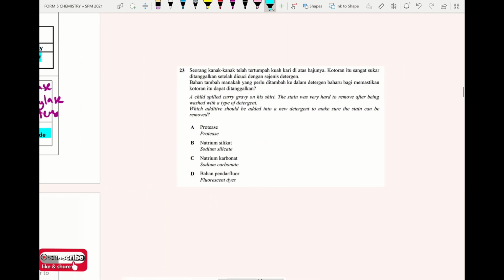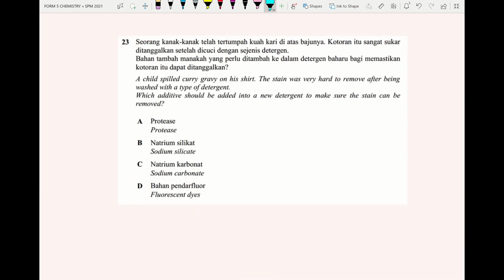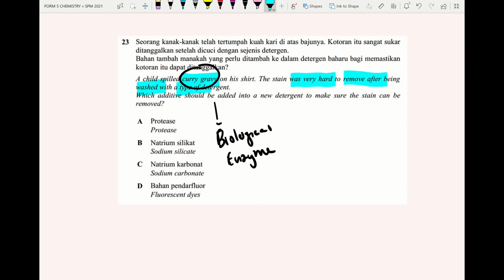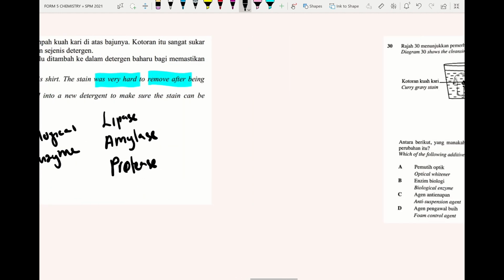We try to check this question. A child spilled curry gravy. So curry gravy, please remember, needs a biological enzyme additive. The stain is very hard to remove after being washed with the type of detergent. Which additive should we add to remove the stain? Biological enzyme. So the answer will be protease. Okay, this one will be lipase, this one will be amylase. Please remember.